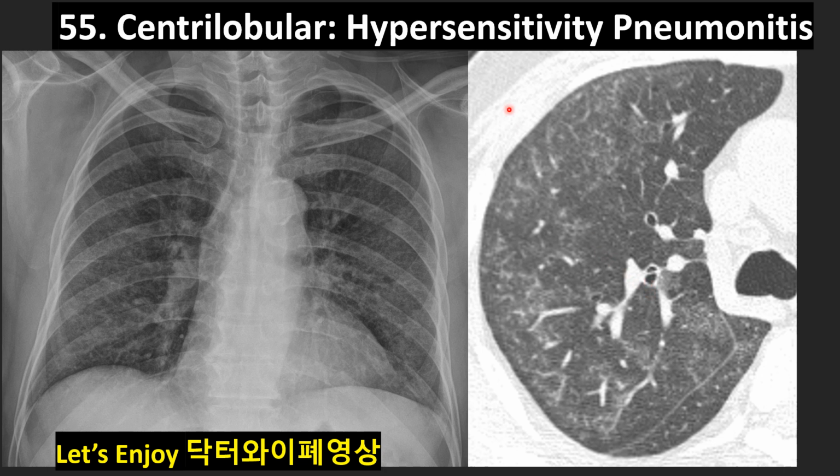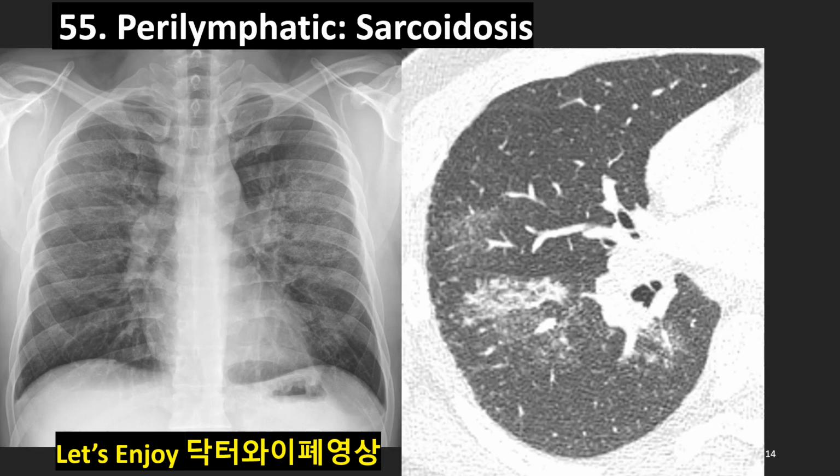This is the subacute phase of hypersensitivity pneumonitis. The chest X-ray shows mild and diffuse peripheral ground glass opacity and micronodules of pointillism. This is the famous hypersensitivity pneumonitis. Let's go to the next room.